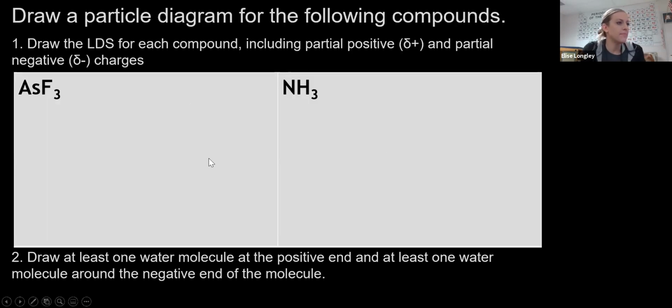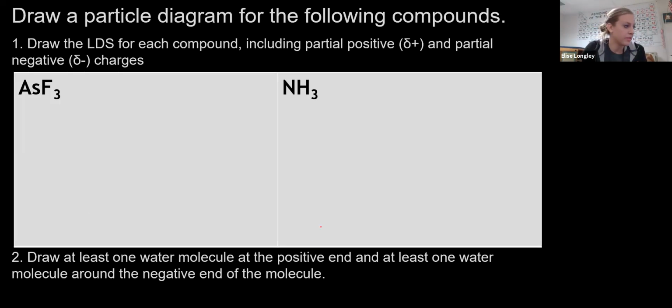You're going to do the exact same thing we just did for AsF3 and NH3, but I want you guys to do them with the water molecule. So it says draw at least one molecule. Again, this is the end of 7.2. This is the last thing we're doing today. I'm going to do AsF3 as an example, then you guys are going to do NH3, okay?